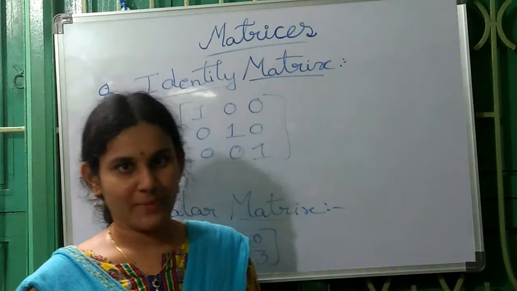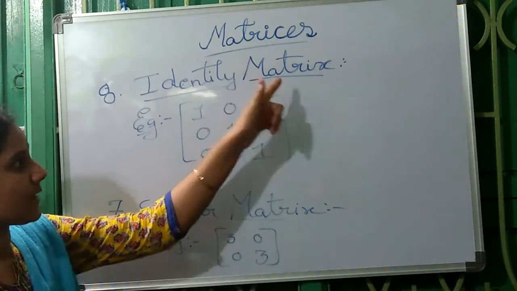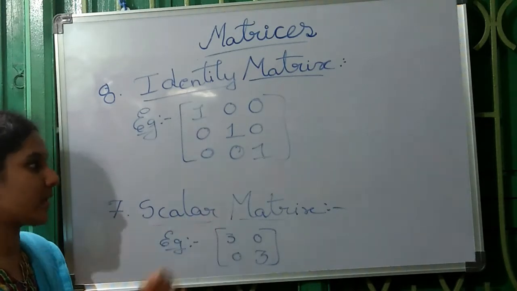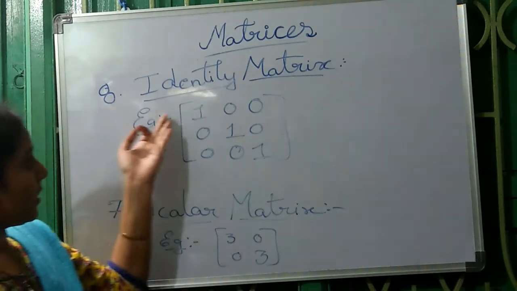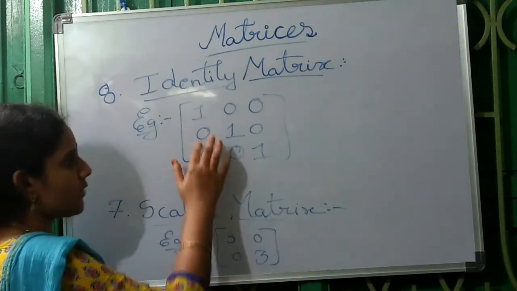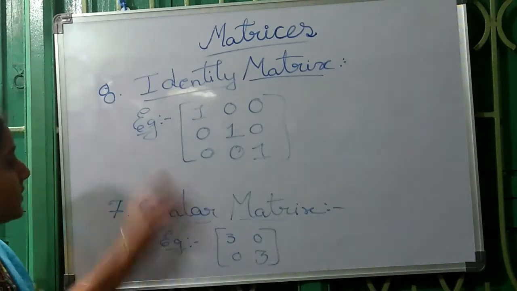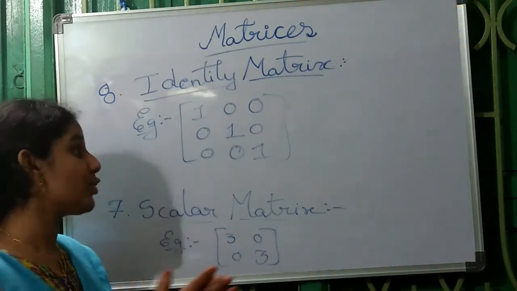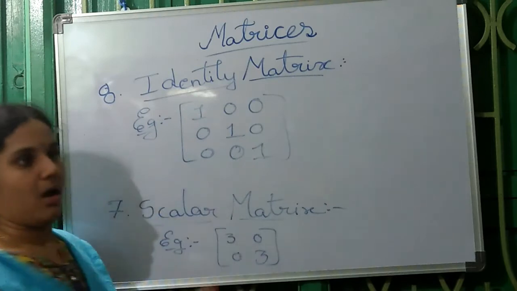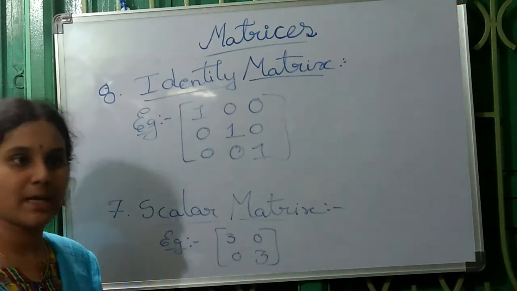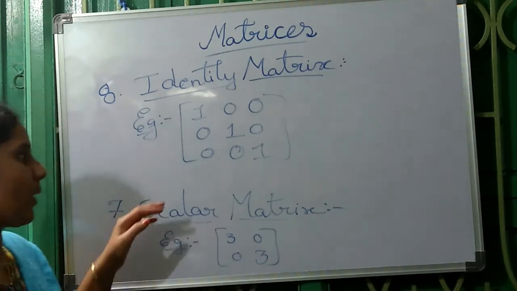Let us see one more matrix, that is identity matrix. Identity matrix is a special case of scalar matrix. In this case, all the non-diagonal elements are equal to zero and the diagonal elements are equal to a value of 1. However many diagonal elements are present, they will all be equal to the value 1.